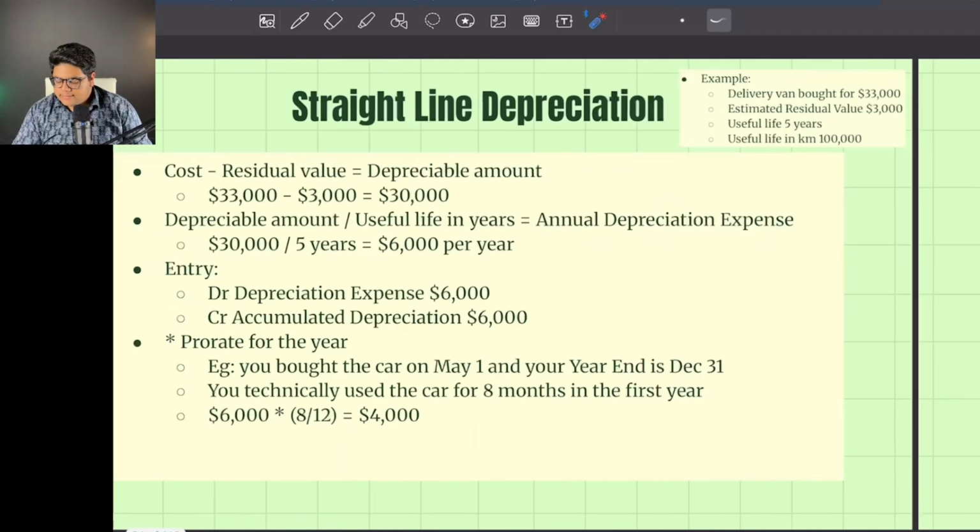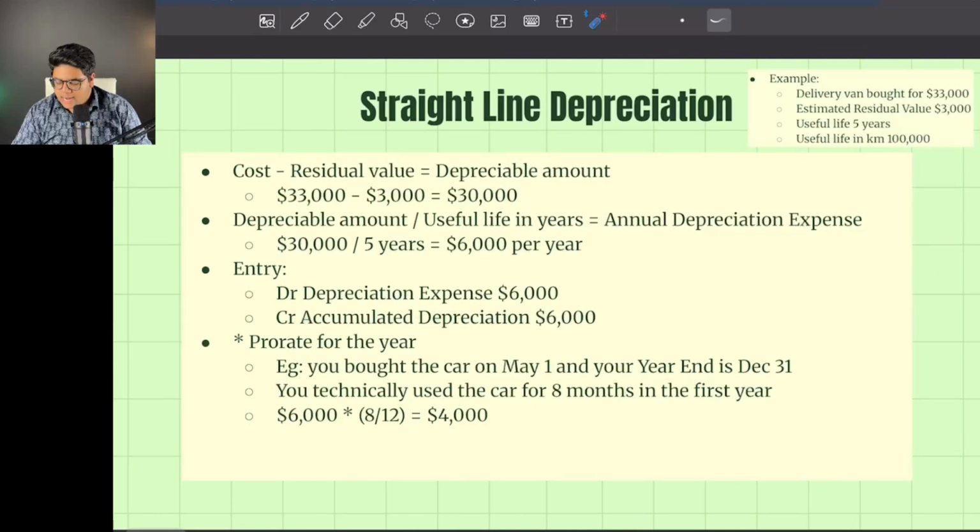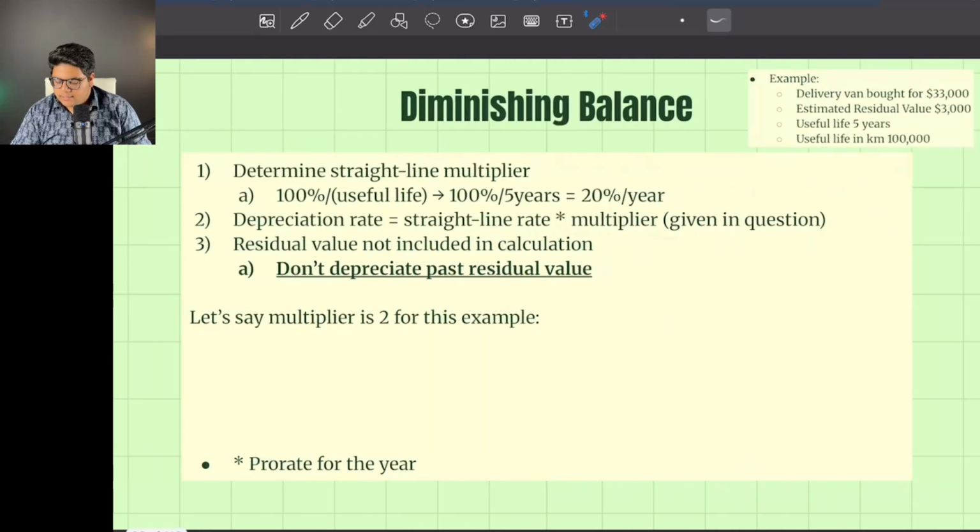Remember in straight line depreciation, we have to calculate the residual amount, so residual value. And here you do not include residual value in the calculation. The only exception is that you are not supposed to depreciate past residual value. So for example, the way it would work in this case is, let's say the multiplier is 2. We are given this in the question. In this case, I just made this question up.